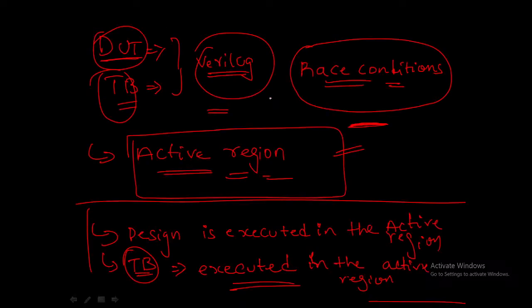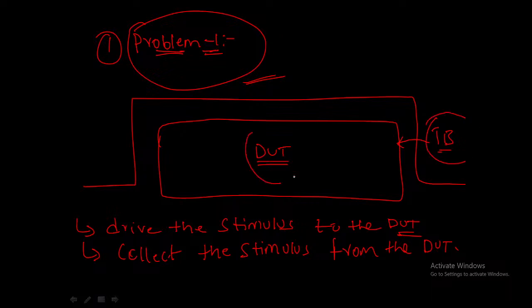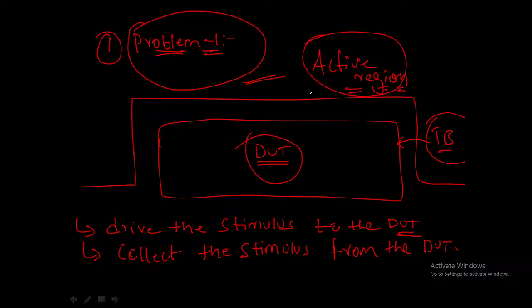Now, this is basically problem one. What is problem one? Both the test bench and the DUT are working in the same region. Which region? The active region. Why? Because our DUT and TB are written in the same language, Verilog, so most of the code will be executed in the active region. What is the problem? There may be race conditions because of this same working region.